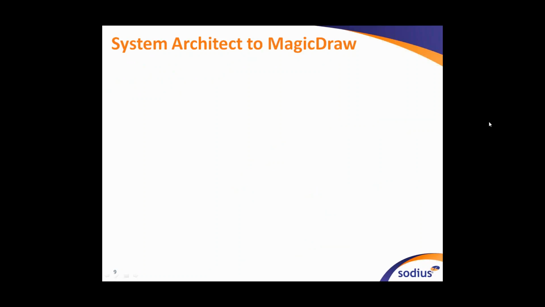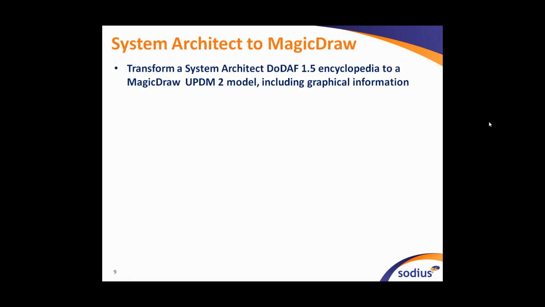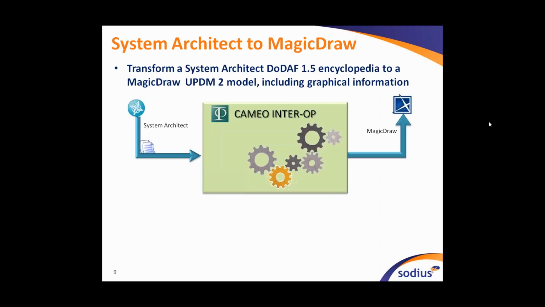Right now I will do a small demo with an example of a service that we've created. The service transforms from System Architect DODAF 1.5 Encyclopedia to MagicDraw UPDM2. So it includes graphical information and of course semantical information.